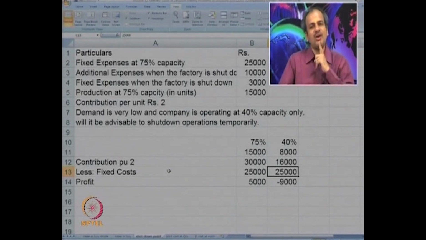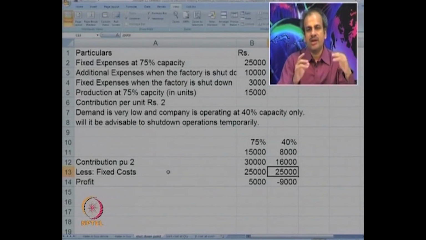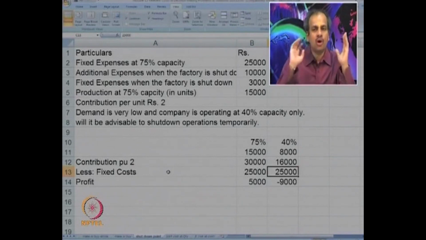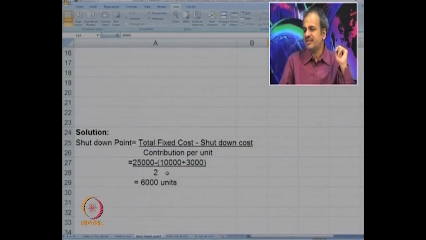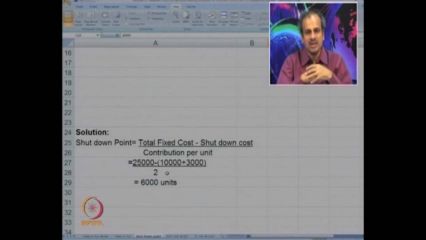Are you able to take a call? So by closing down, we lose that 2 rupees per unit contribution, but we save on fixed cost. But we also incur 10,000 more on fixed costs. So let us look at the solution. So we calculate the revised fixed cost.